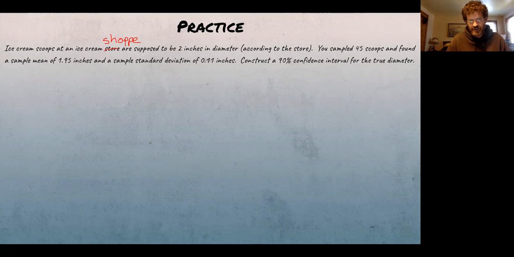I'm very serious about my ice cream as well. And this wasn't just an excuse to get 45 scoops of ice cream. This was for science. All right.